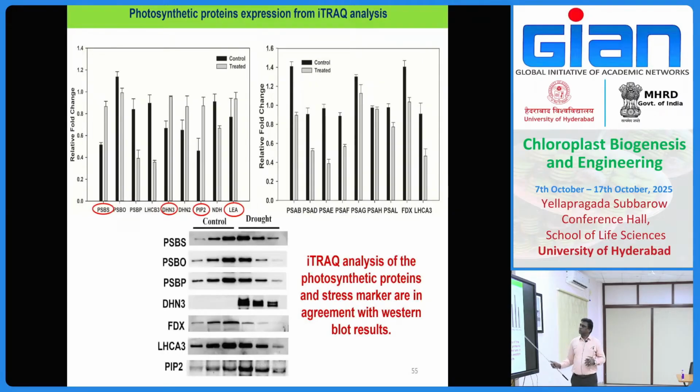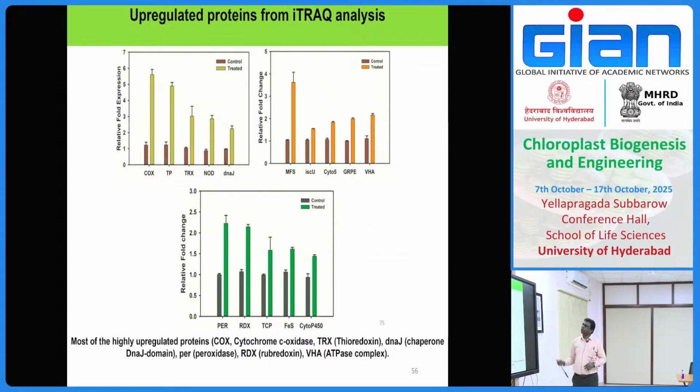I already showed this, but to show it again, this is the Western blotting data, which is matching with the proteomic data. Then again, we tested many other genes, which you might probably know: DNAJ, thioredoxin, COX, NOD, nitric oxide related genes. They play a major role in stress regulated mechanisms.